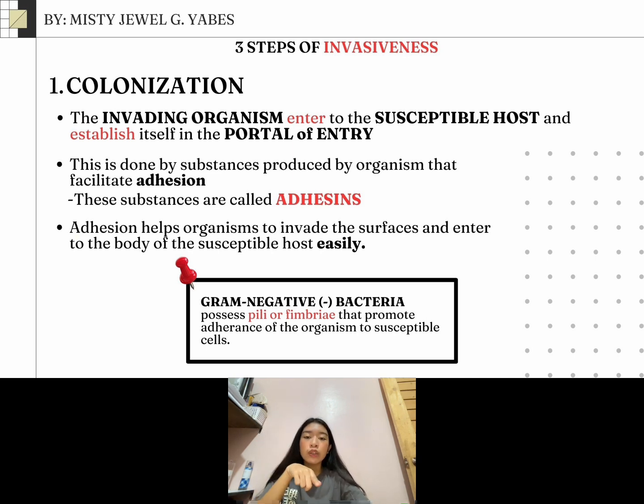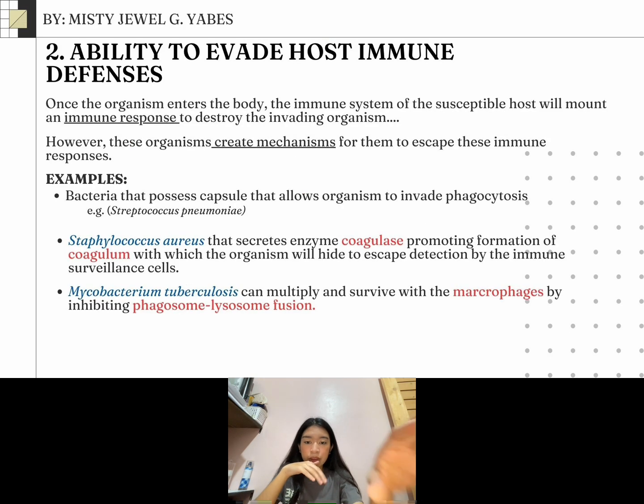So, here we have something to note. Our gram-negative bacteria possess pili or fimbriae, in which these pili and fimbriae promote adherence of the organism to our susceptible host cells. Gets ba? Okay.